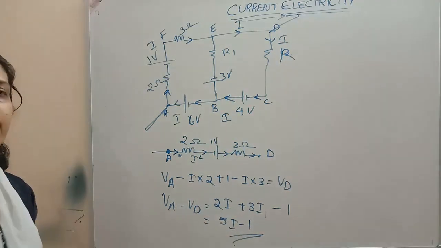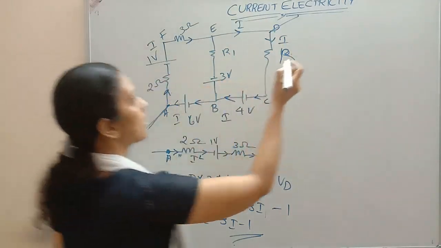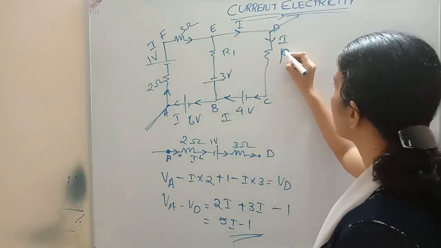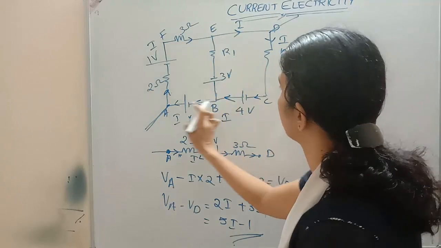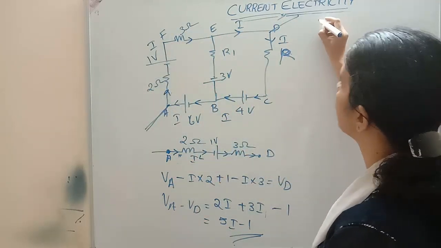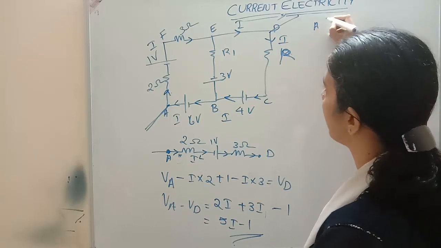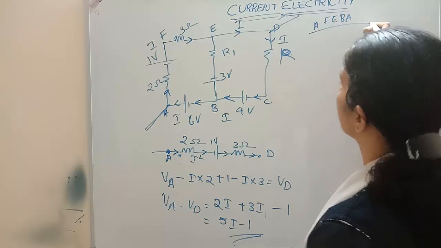So we require the value of I. For that, first I can consider this closed circuit. If I am considering this closed circuit, here the R value is not given, right? So I am not taking this circuit, I will take this circuit. Taking the circuit where I will start: A, F, E, B, A. This circuit I will consider.